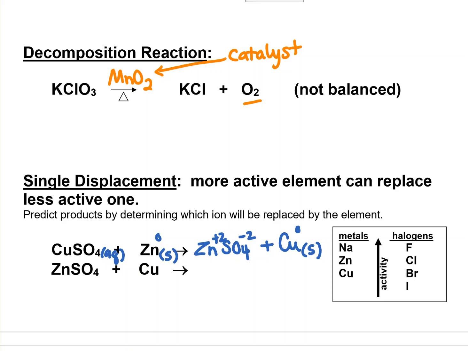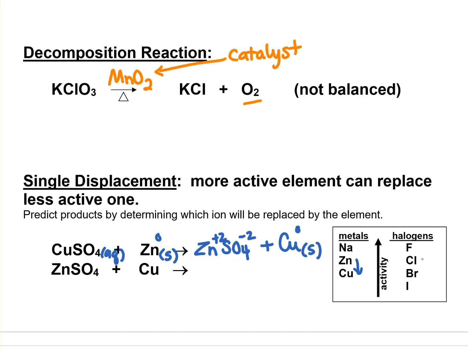It appears to be balanced. And then I said, you know, we didn't check this. The more active element can replace a less active one. So if we go to our activity series of metals, I see that zinc is above copper. So that means it can replace copper. So that reaction could occur. So higher on the chart means more active. Sodium could replace zinc or copper. An element can replace whatever's below it.